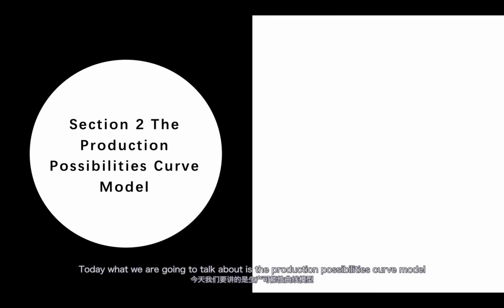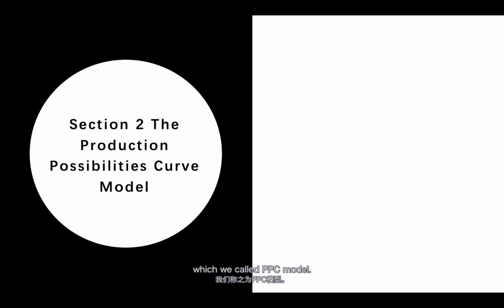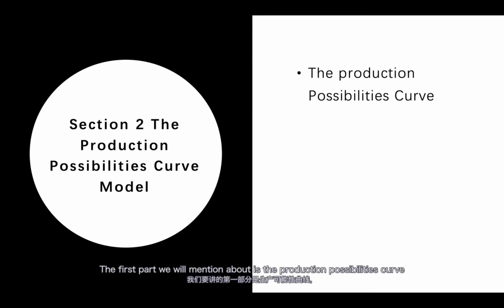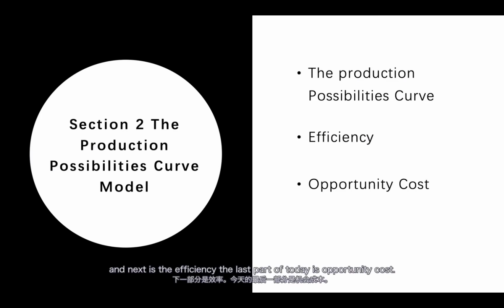Today, what we are going to talk about is the production possibilities curve model, which we call the PPC model. The first part we will mention is the production possibilities curve, and next is efficiency, and the last part of the day is opportunity cost. And we are going to have a question at the end of this class.